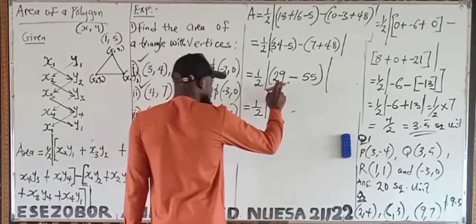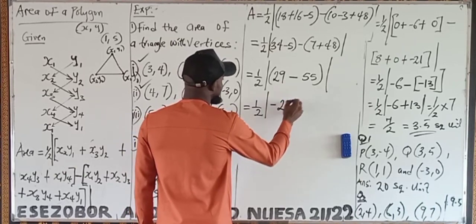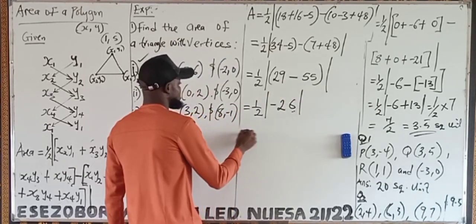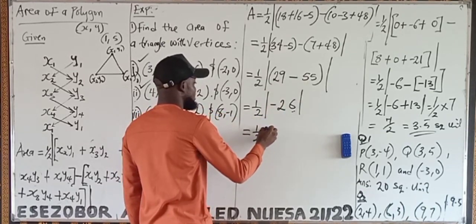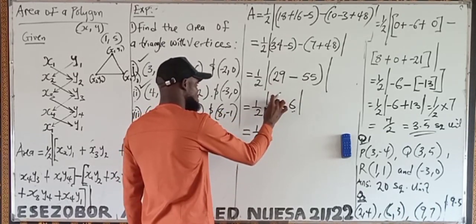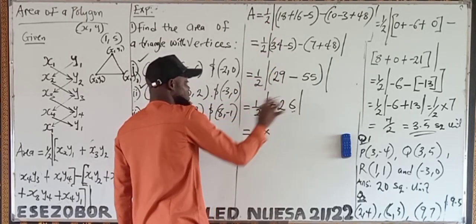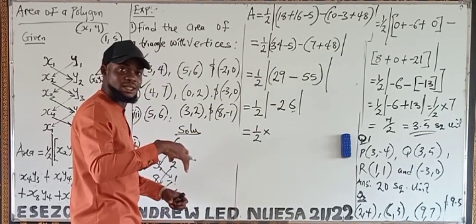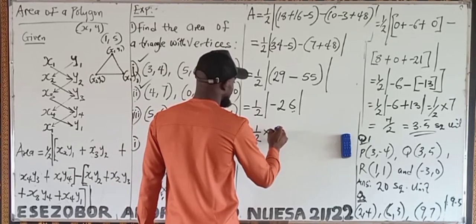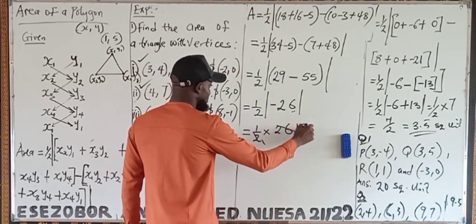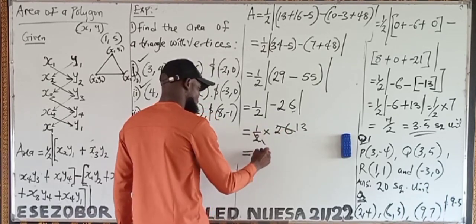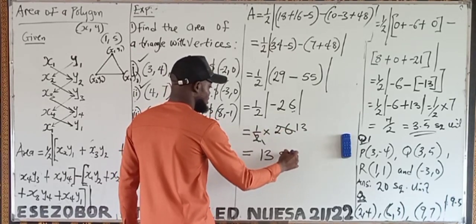So I'm doing 29 now, so I'm going to have minus 26 here. Next, we're going to have half the distance minus 26. Now, what's the absolute value of minus 26? We drop the sign away, leaving the value inside, which is 26. Half of 26 is 13, and 13 times 1 gives 13 square units.